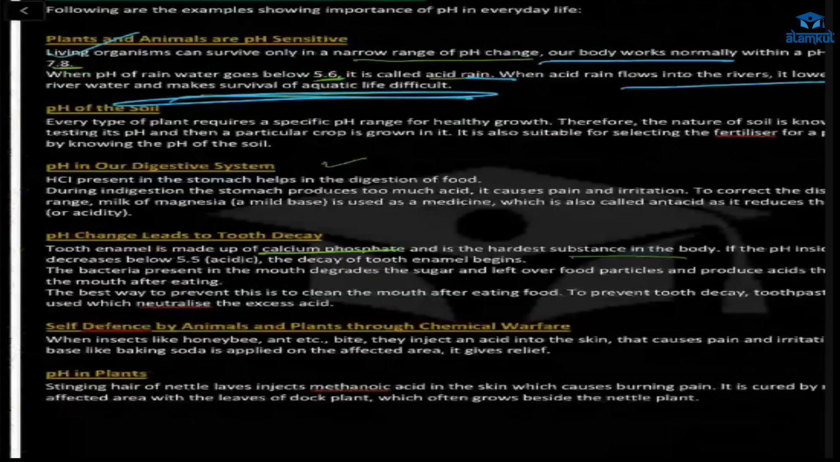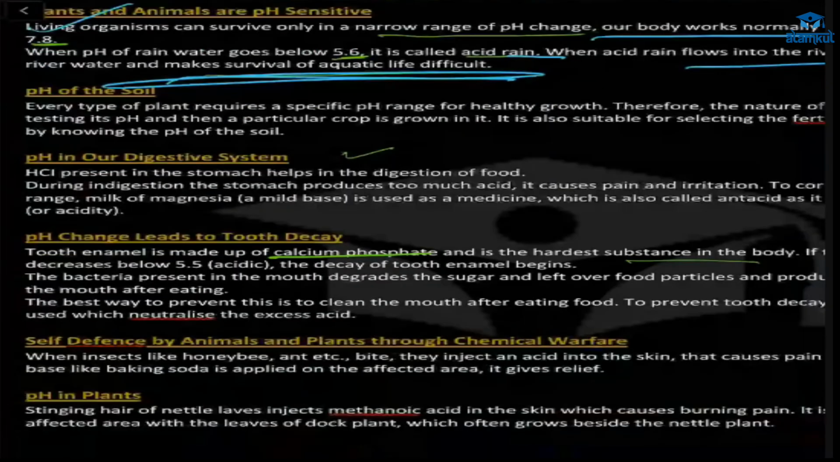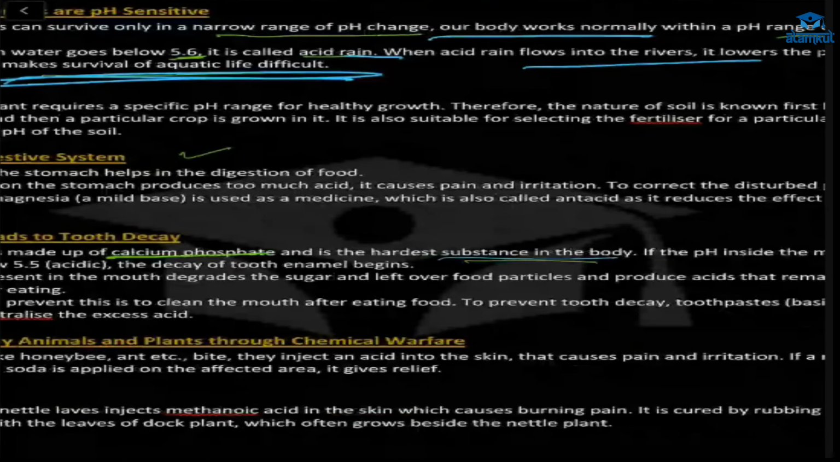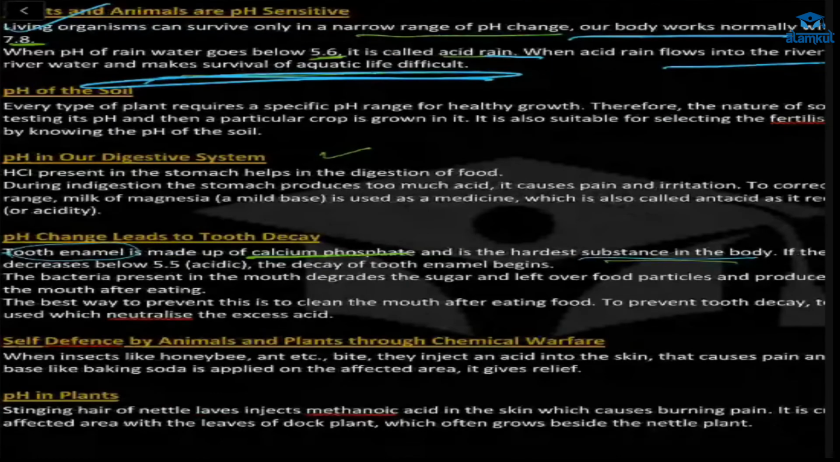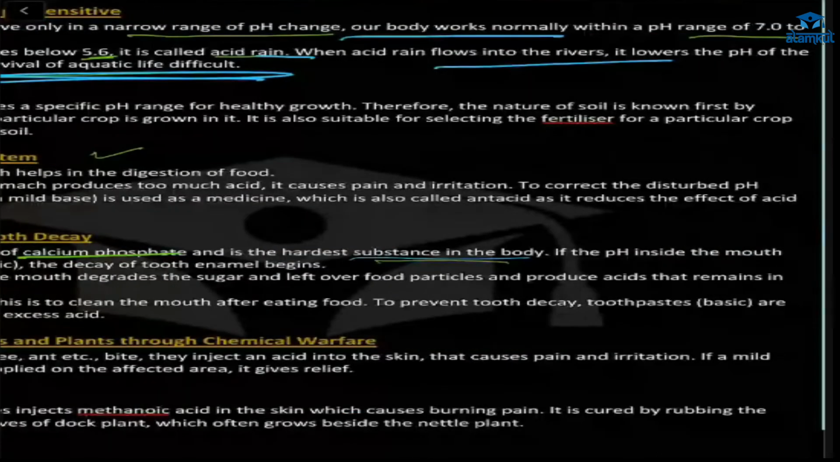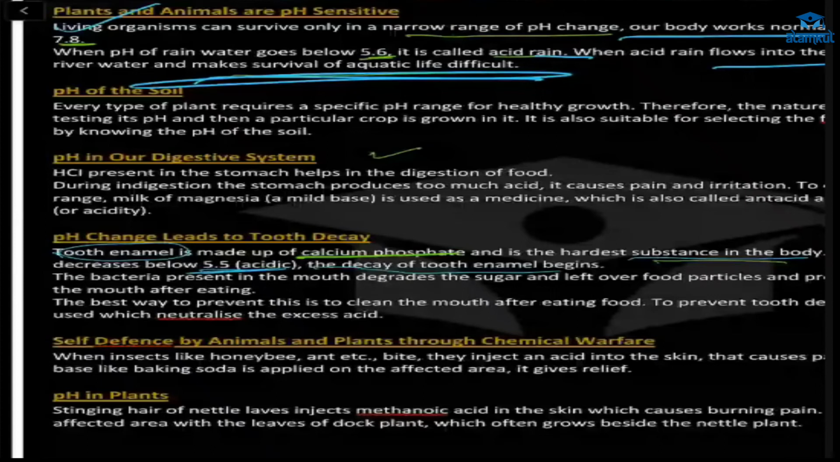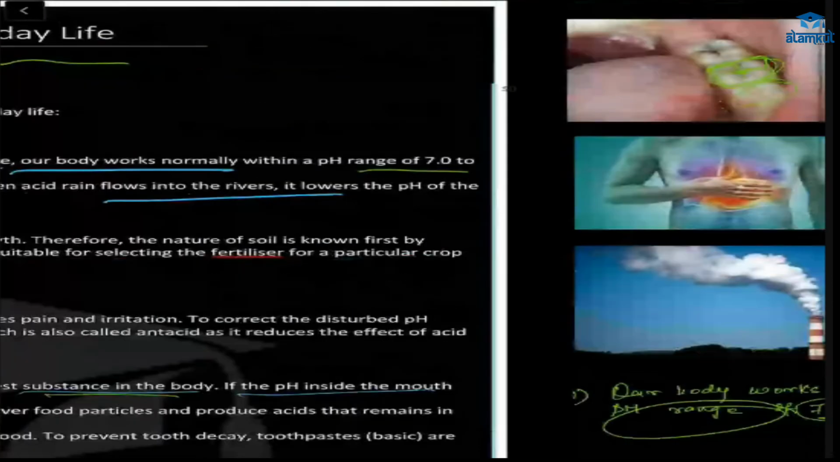See here, the calcium and the tooth enamel. It is the same point that tooth enamel is made up of calcium phosphate, and the tooth enamel is the hardest substance in the body. It means our teeth are the hardest substance in our body, and if the pH inside the mouth decreases to 5.5, where 7 is neutral, the left-hand side is acidic, and the right-hand side is basic, then the decay of tooth enamel begins. Like this, the decay of the tooth begins.